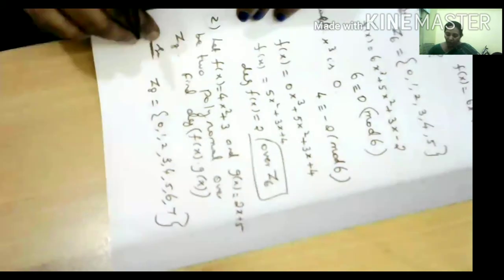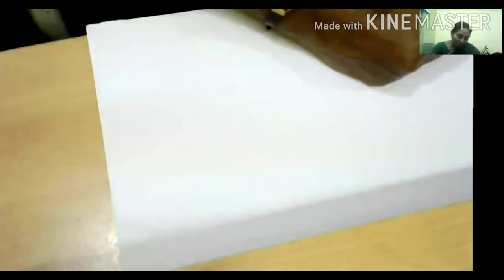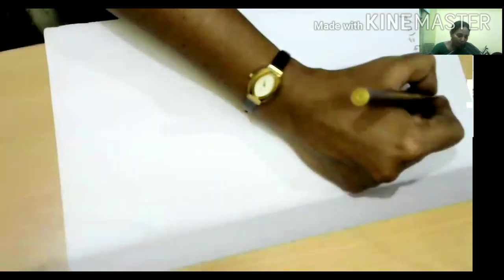Write f of x, which is 4x squared plus 3, and g of x, which is 2x plus 5. Here also check whether the coefficient of each term belongs to set 8 or not. The x squared coefficient 4 belongs to set 8, and the constant term 3 also belongs to set 8. In g of x, the x coefficient 2 belongs to set 8, and the constant term 5 also belongs to set 8.